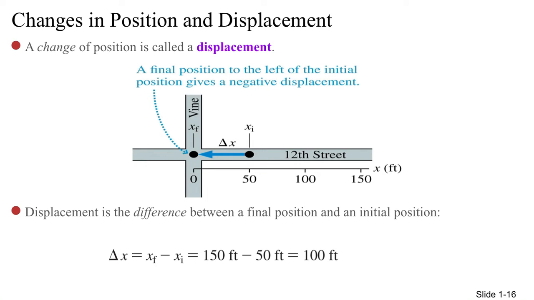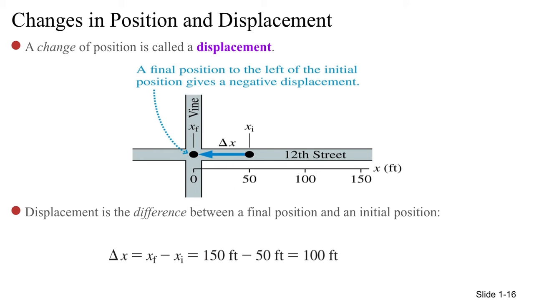Now that we've talked about position, we can start talking about changes in position, which will be important for talking about motion. A change in position is called a displacement. Just a technical term for it. Displacement is the difference between a final position and an initial position, right? They flag here that a final position to the left of the initial position would give a negative displacement. For instance, look at this movement.